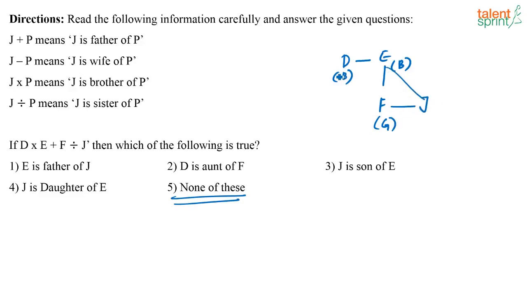D is the aunt of, no, D is not the aunt of F. That doesn't follow. J is the son of E. Again, we don't know the gender of J. J is the daughter of E. Again, we don't know the gender of J. Obviously, from this point itself, we can say the answer is option 1. Once you get E is the father of J, obviously you can take that as the answer. You needn't even look at the other options.